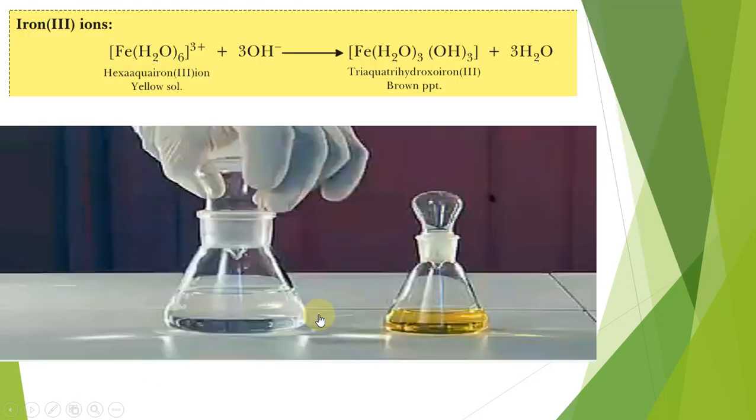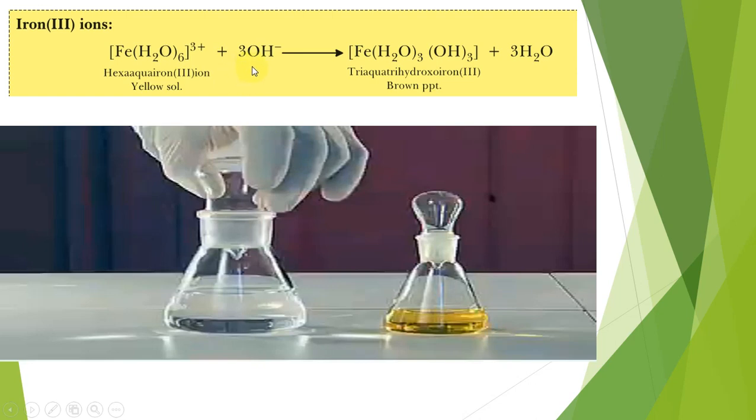Now we see the reaction of the iron 3+ state. Iron exists in water in the +3 state in this form, hexaaquairon(III) complex ion, and its color is reddish. You can see this is the iron solution when it is in the +3 state. In the +3 state, iron dissolves in water and exists in this form, and its color is yellow because it is a complex ion.